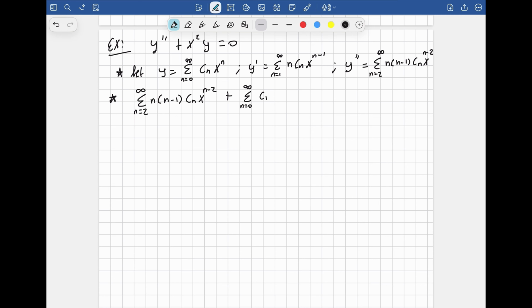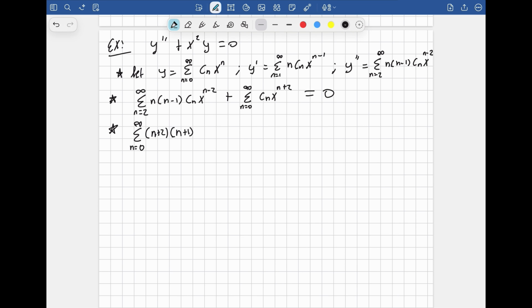N equals 0, x to the n plus 2, equal to 0. Now, just like before, we have to equate the powers of x to x to the n. So by doing that, the first sum goes up 2 for all the n's, so n is going to go down 2 and start at 0. And now we have to add 2 to all the n's: n plus 2, n plus 1, c to the n plus 2, x to the n.